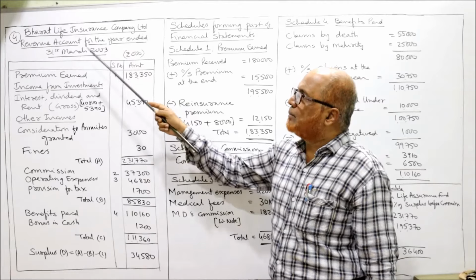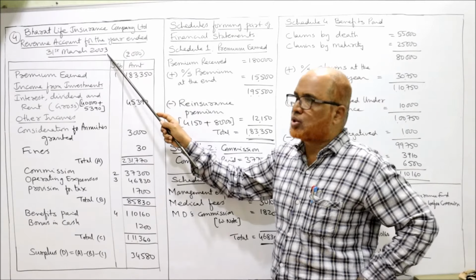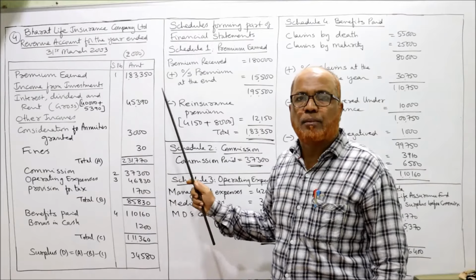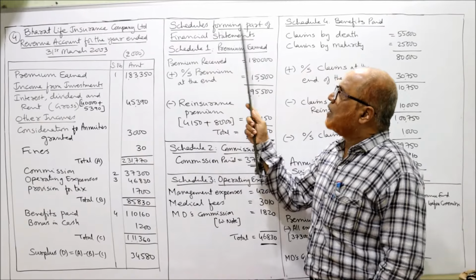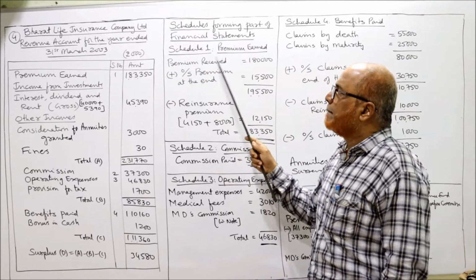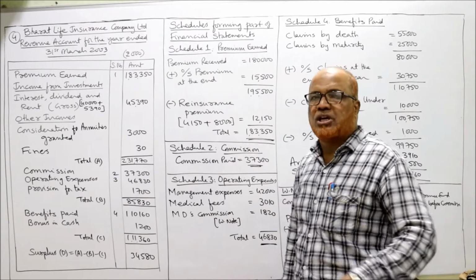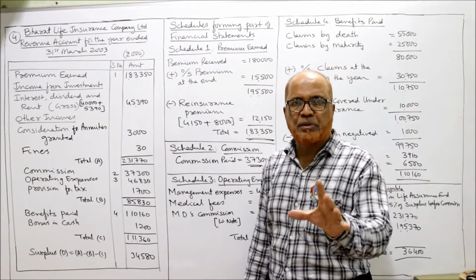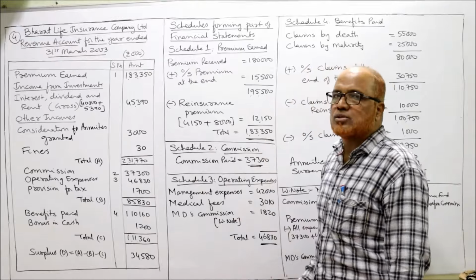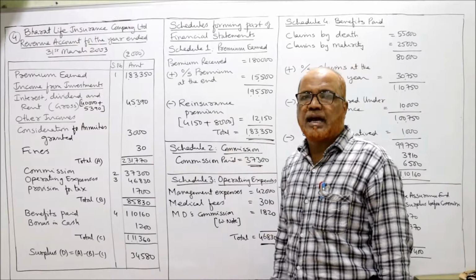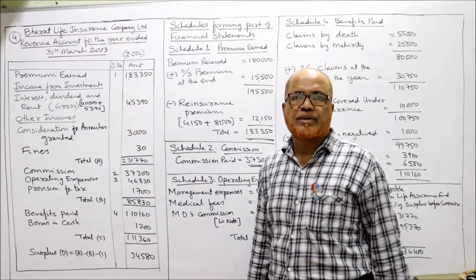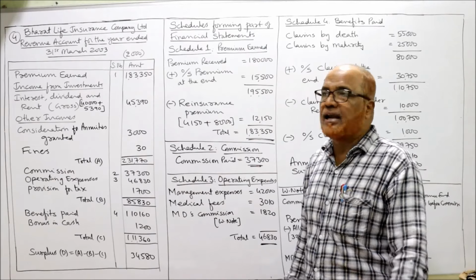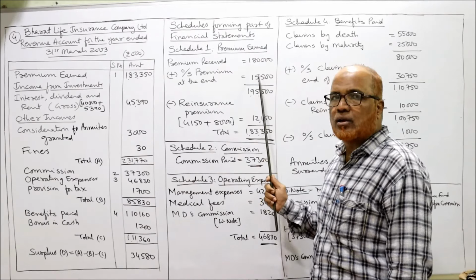भारत लाइफ इंश्योरेंस कंपनी लिमिटेड रेवेन्यू अकाउंट फॉर द ईयर एंडेड 31st March 2003. प्रीमियम अर्न्ड. First of all we decide how much is the premium income. तो शेड्यूल्स फॉर्मिंग पार्ट ऑफ फाइनेंशियल स्टेटमेंट. शेड्यूल नंबर 1, प्रीमियम अर्न्ड. Premium received 1,80,000 given in the first point of the trial balance. So premium received 1,80,000. Add outstanding premium at the end. In additional information, in adjustments, it is given that premium is outstanding at the end of the year 15,500. So add kar do outstanding.